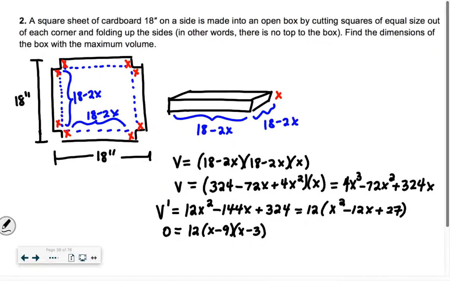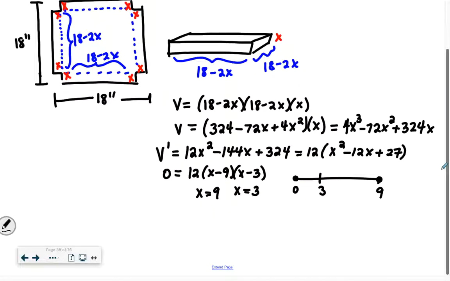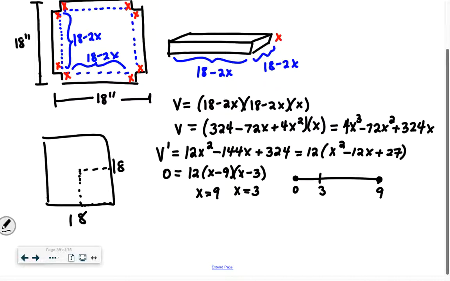All right, so we get x equals 9 and x equals 3. So definitely can't be 0, right? We're gonna consider when x is 0 as well, but it's not gonna be like -1, -2. I can't cut out a negative distance. So I have 3, and then the biggest that it can possibly be is 9. Okay, so let's think about what 9 is. So I got this square piece of 18 by 18, and I decide I'm going to cut out 9 inches this way and 9 inches this way. Do I have a volume? No, I have like an envelope, right? There's no thickness. I actually don't have anything. So 9 doesn't work. It's out.